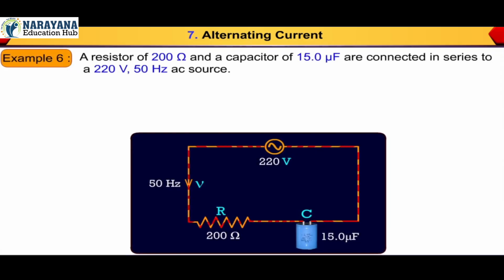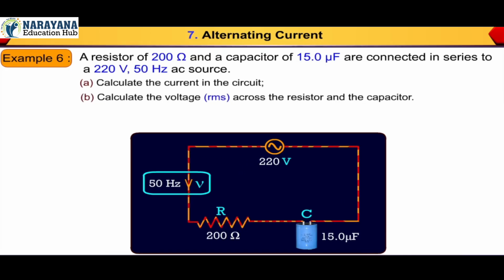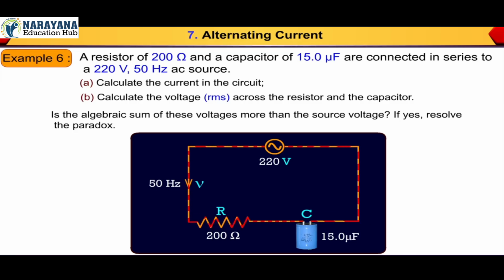Example 6. A resistor of 200 ohm and a capacitor of 15.0 microfarad are connected in series to a 220 volt 50 Hz AC source. A. Calculate the current in the circuit. B. Calculate the voltage, that is root mean square, across the resistor and the capacitor. Is the algebraic sum of these voltages more than the source voltage? If yes, resolve the paradox.